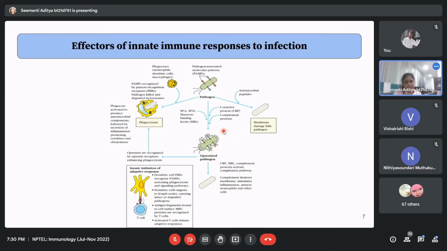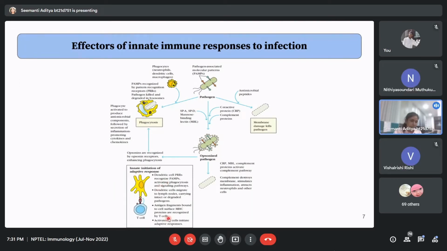It is essential for providing protection against different pathogens. Now, how are dendritic cells mediating the response, and why are they known as the bridge between innate and adaptive immune response? Dendritic cells can also act as phagocytic cells and engulf the pathogen. They have PRRs on their surface that recognize the PAMs on the surface of the pathogen, which activates phagocytosis and the signaling pathway.